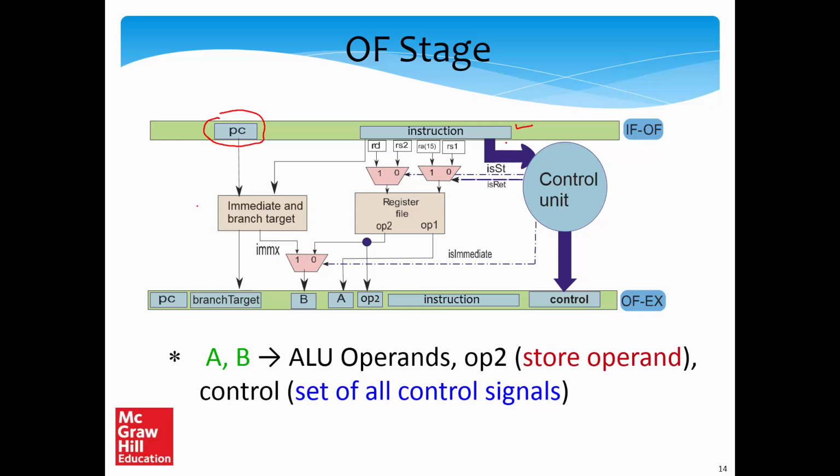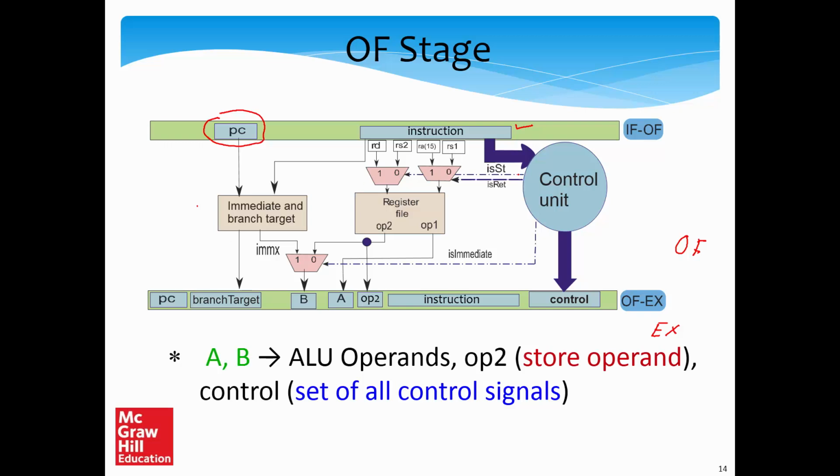So first, the instruction goes to the control unit, and the control unit generates all the control signals. The control signals are a part of the instruction packet. So they flow along with the instruction. So this is stored directly in the next register, which is the OFEX register, because it's the OF stage and it's the EX stage. So the OFEX pipeline register, pipeline latch, saves the control signals.